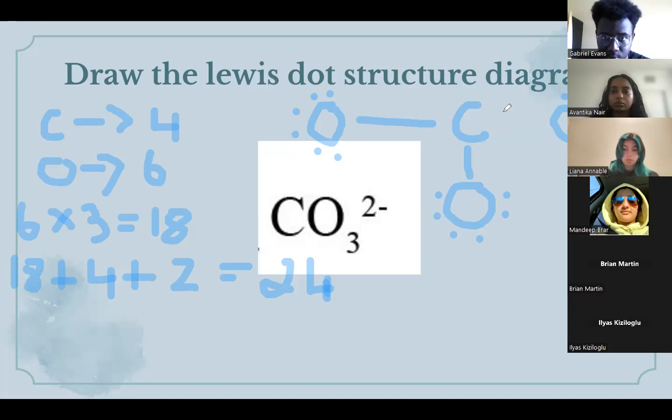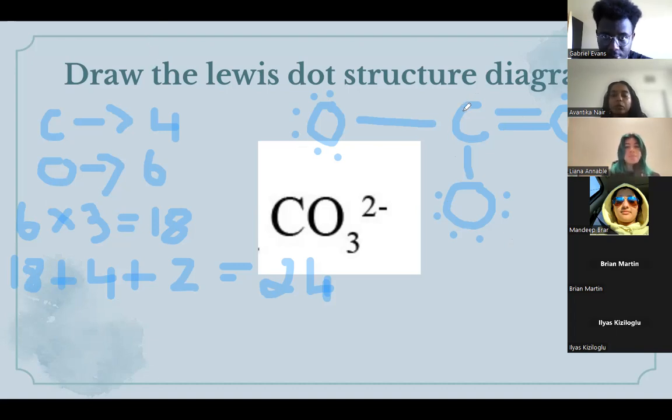I think it's right. Okay, there we go. Wait, why did I count 22 then? 2, 4, 6, 8, 10, 12, 14, 16, 18, 20. Oh, yes. Okay, there's 24. I was like, why are there not 24? I was so confused. Okay, yeah. So there's a double bond.